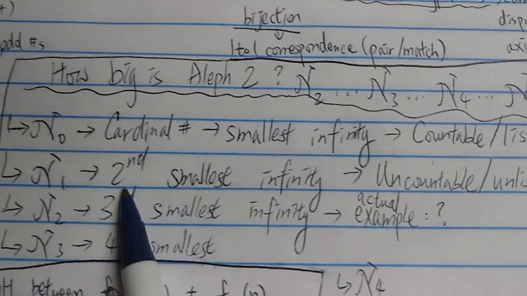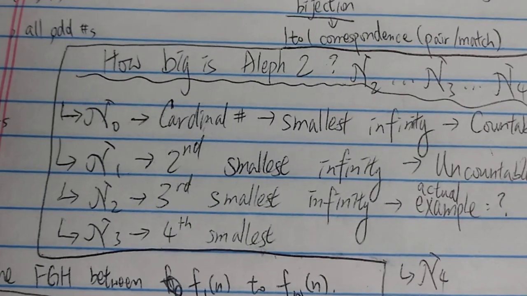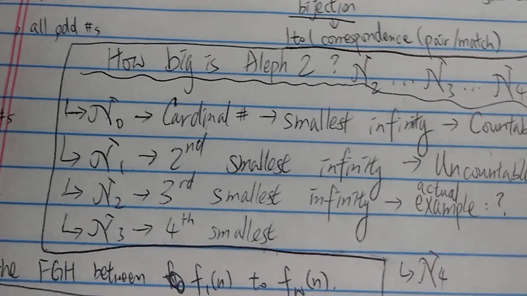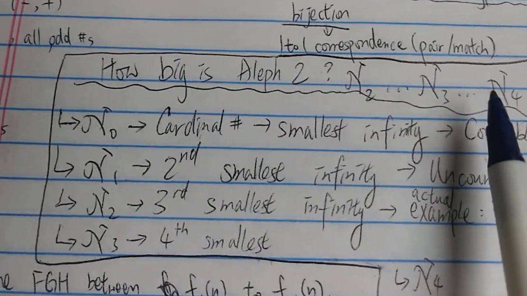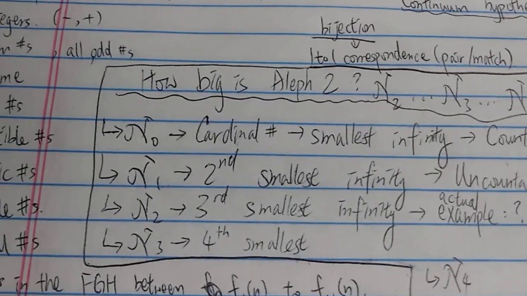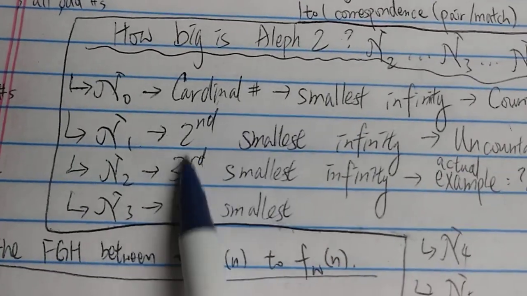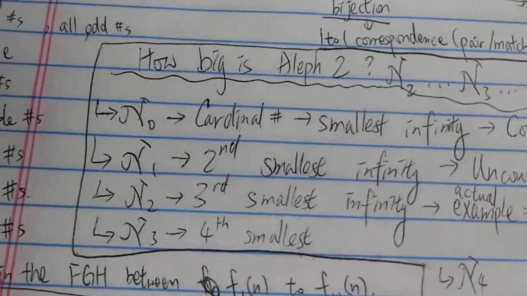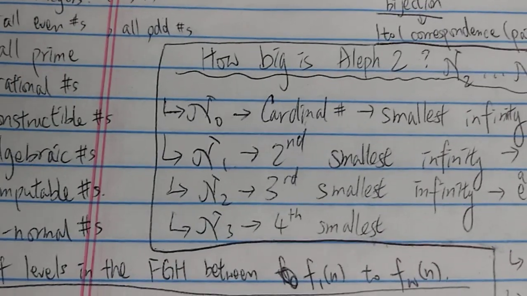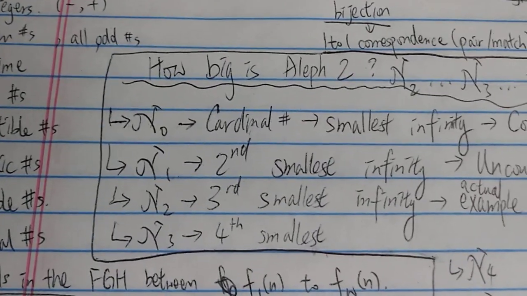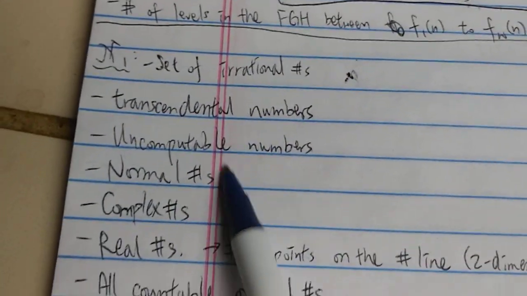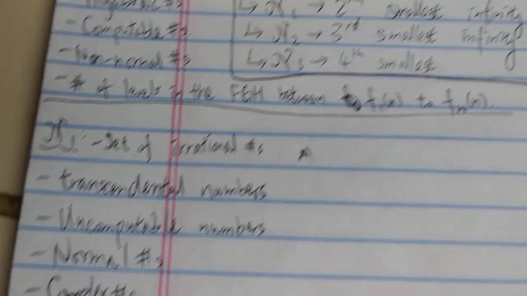Then for aleph 1, the second smallest infinity, the difference is that you cannot list them. The first one, you can list them one by one. So whenever you can list a set, it is the same size as the smallest infinity. This second one, aleph 1, you cannot list. For example, the decimal numbers, you cannot list them. Those are some examples of aleph 1.